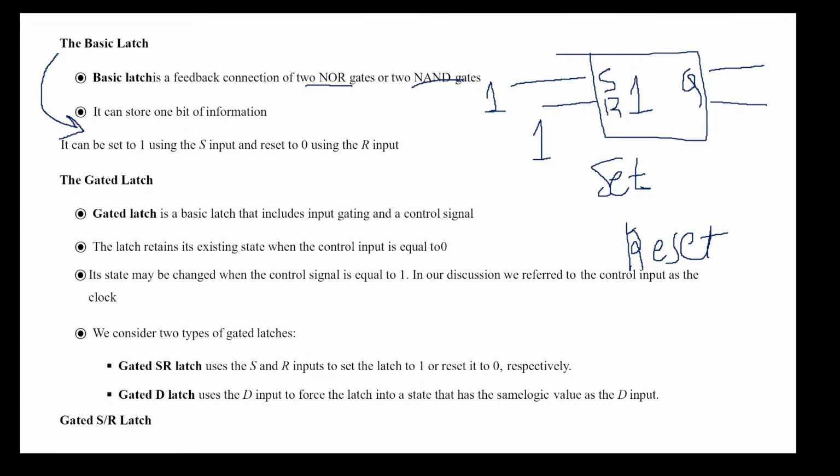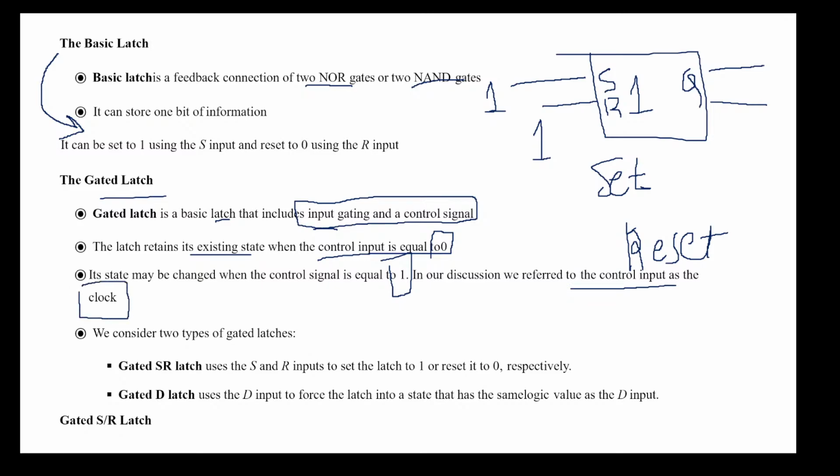Now what is a gated latch? Next type is a gated latch. So the name says it has some kind of a gate. Gate means it has a control signal, right? So you can read over here, a gated latch is a basic latch that includes input gating and a control signal. The latch retains its existing state when the control input is equal to 0, right? Its state may be changed when the control signal is 1, right? In our discussion, we refer to this control input as the clock.